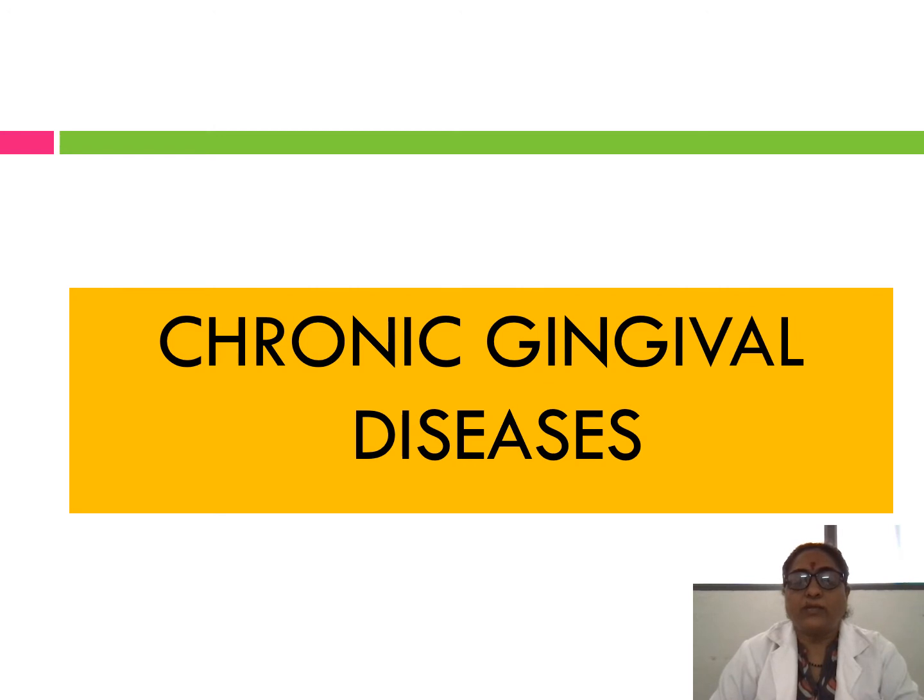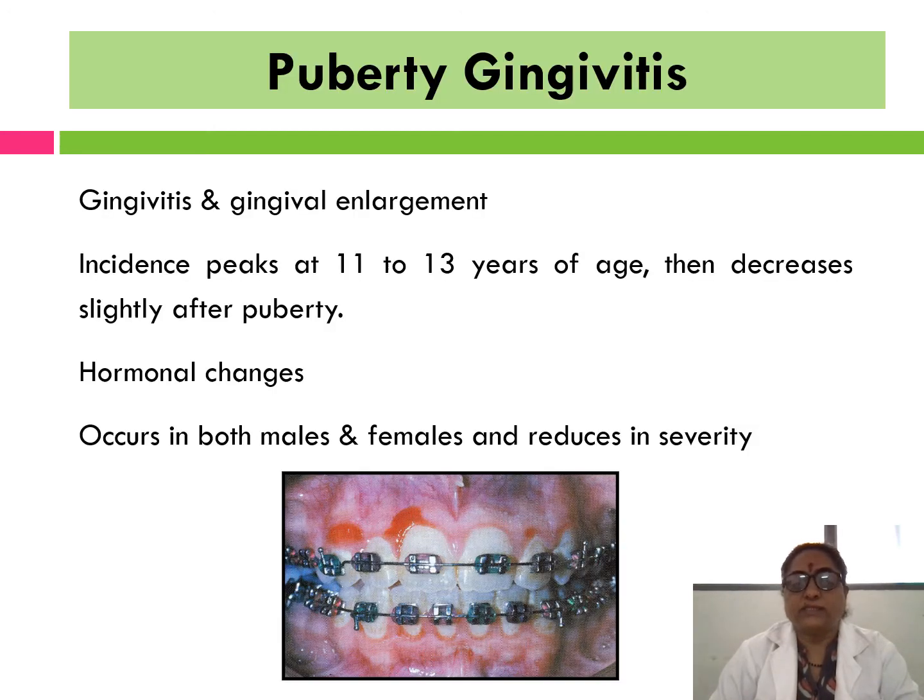Now let us see about the chronic gingival diseases. Chronic gingival diseases include puberty gingivitis. Puberty gingivitis occurs from 11 to 13 years of age. It decreases slightly after puberty is gained, and hormonal changes are there. That is the reason it is usually taken care of with the hormonal supply, which is a normal thing, and once the child is growing, it will subside by itself.